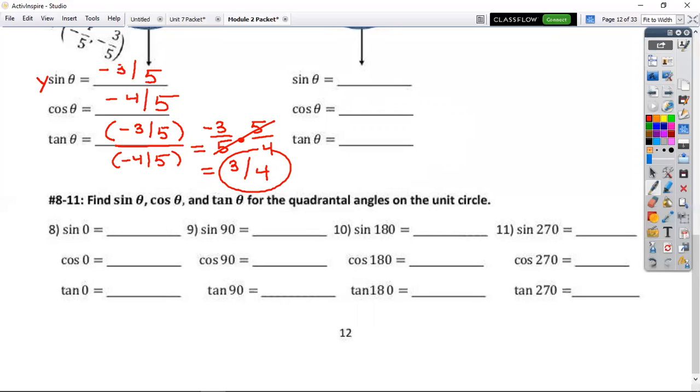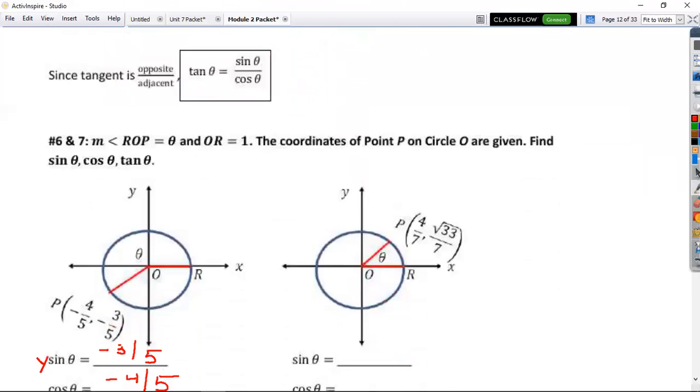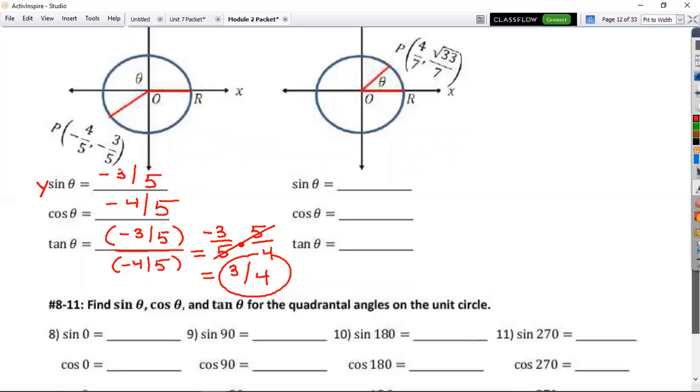I think my next one has radicals in it, doesn't it? Yeah, so this one you can't use the calculator for. We're going to have to do it by hand. So I am going to do first sine theta. So sine theta is the y value. So the y value is the square root of 33/7.